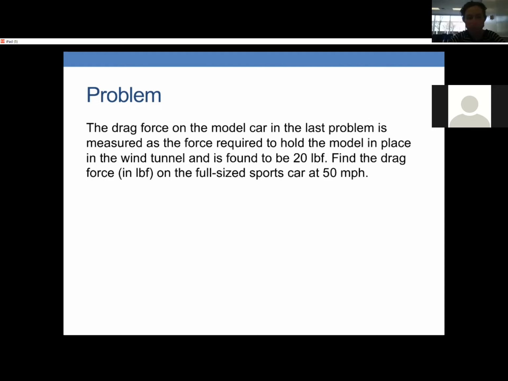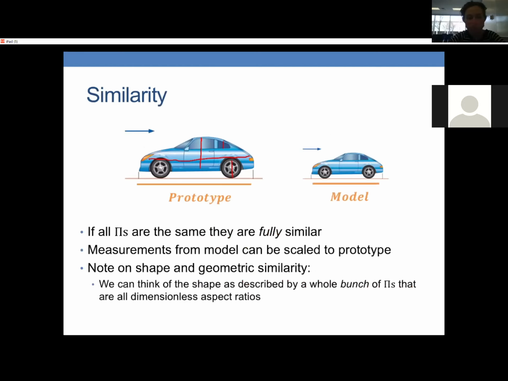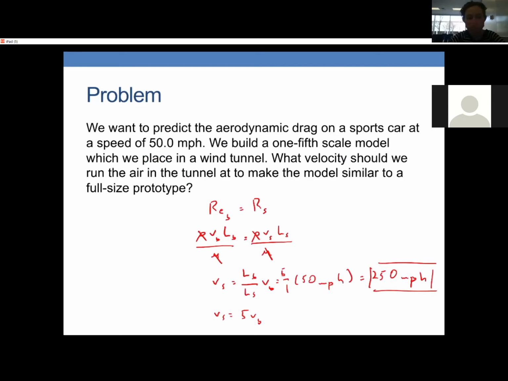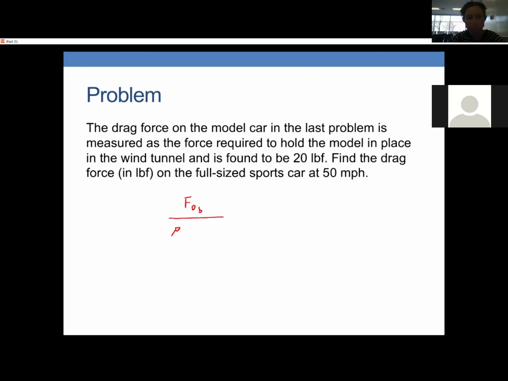Yeah, the drag constant that we defined, which was drag force over rho, I believe it was V squared. Let me check. V squared L squared. Yeah, that should make sense.